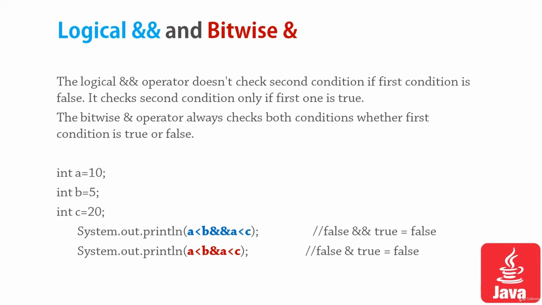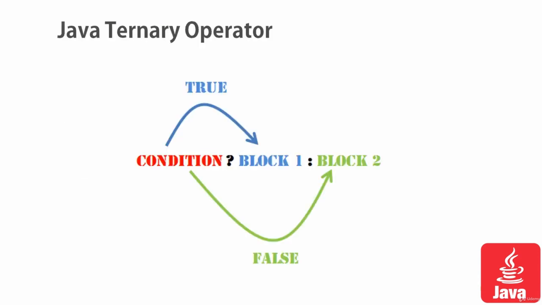The logical AND doesn't check the second condition if the first condition is false. Similarly, in this next case we have the bitwise AND operator, which again makes a check, and the first condition is false, the second condition is true. It will again return false. The bitwise operator always checks both conditions, whether the first condition is true or false. Similarly, AND will display true only when both conditions are true, for both logical and bitwise AND. We can use these in different scenarios.